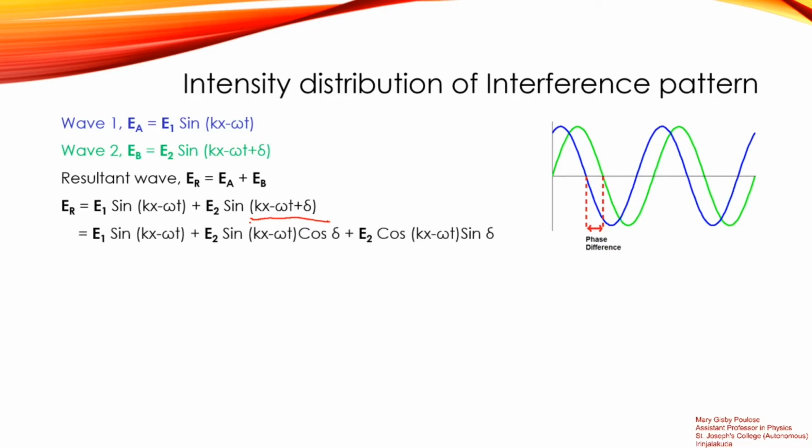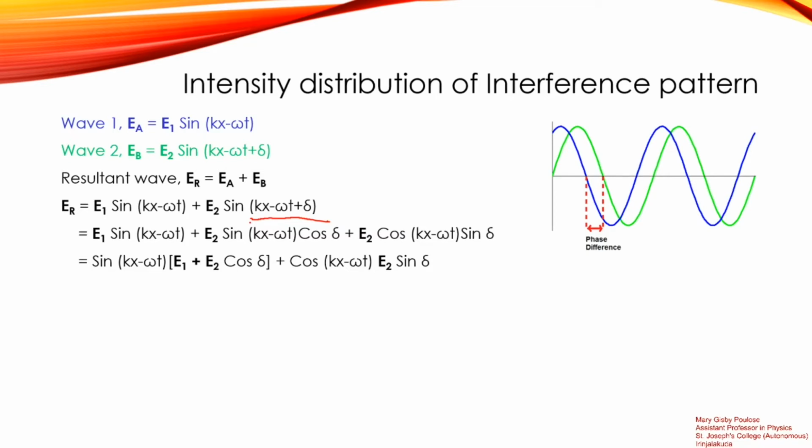Hence, we get the next step, E1 sine of kx minus omega t plus the expanded term, E2 times sine of kx minus omega t cos delta plus E2 times cos of kx minus omega t sine delta, right? Now, the sine of kx minus omega t terms can be clubbed together. So we get sine of kx minus omega t into E1 plus E2 cos delta, plus the remaining term, cos of kx minus omega t times E2 sine delta.